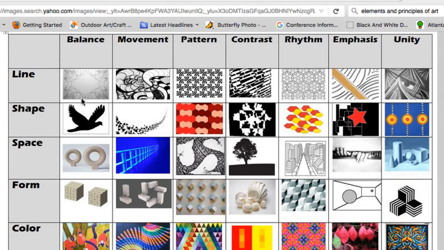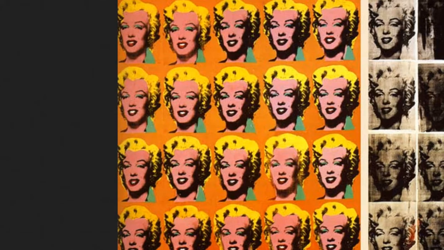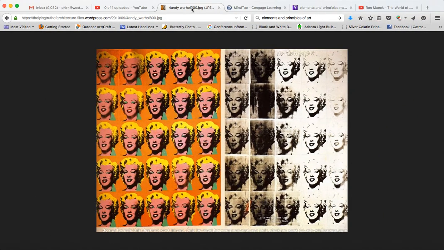If we look at this chart, I can point out a few examples. If you combine line with emphasis, you get a composition like this. It has a very strong, bold line emphasizing a portion of the composition. If you combine color with pattern, you may get a work of art like this. So I will show you a couple of examples of artists using particular elements or principles as part of their work.